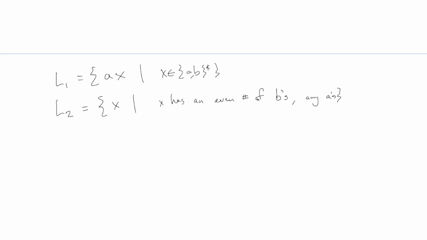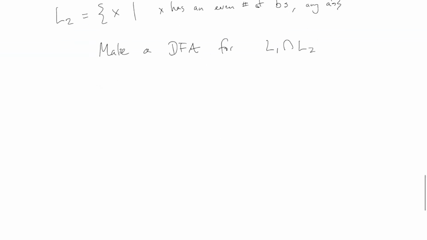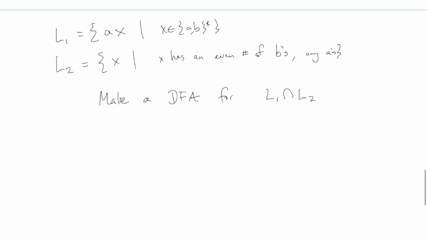All right? So this involves, first you make two DFAs for each of these, and then you combine them in that way that we just did. So your job, make a DFA for L1 intersection L2. We should first draw the DFA for each of those individually, and then combine them together using the product construction. So let's make a DFA for each one individually. AX, that means it starts with an A and then has anything else. I'll call this M1.